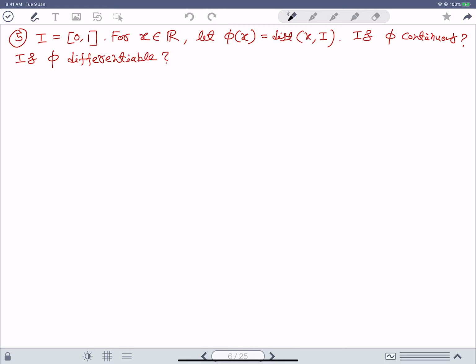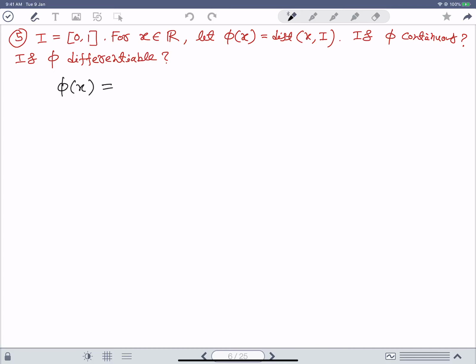So, can you give a quick answer to this one? Continuous but not differentiable. Yeah, at which point is it not differentiable? 0 and 1. Right. See, these are very simple problems, right? Now, again if you want to find phi x, you can easily calculate that.